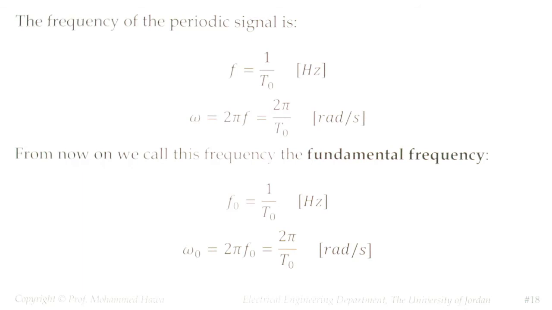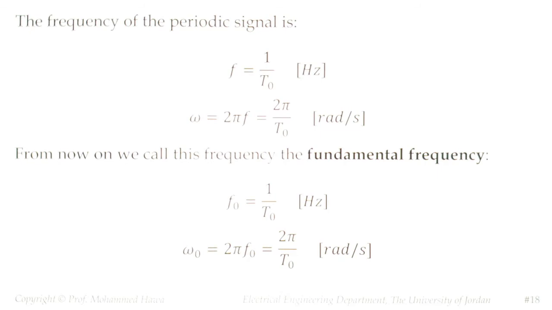However, since I'm using the fundamental period, I want you to use the name fundamental frequency instead of the general word frequency. Remember to use the fundamental frequency. I'm going to give it the symbol F0. F0 is 1 over T0. We say the fundamental frequency of the periodic signal, F0, is 1 over T0, or if we want the angular fundamental frequency, then it's 2 pi over T0.